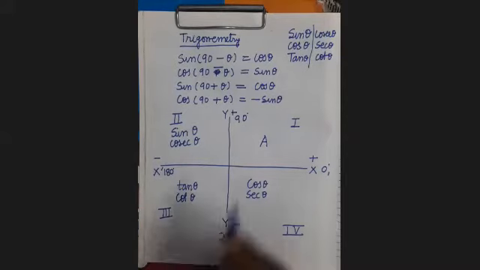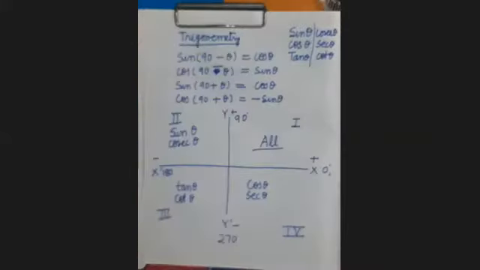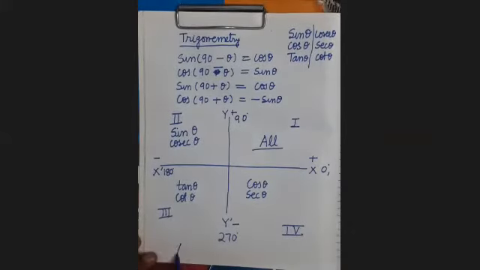Now see here, how will you remember this? In the first quadrant, all are positive. How will you remember this? ASTC. A means all, S means sine, so if sine is positive, cosec will be too. T means tan, so if tan is positive, cot will be too. C means cos, and if cos is positive, sec will be too. Is this clear?